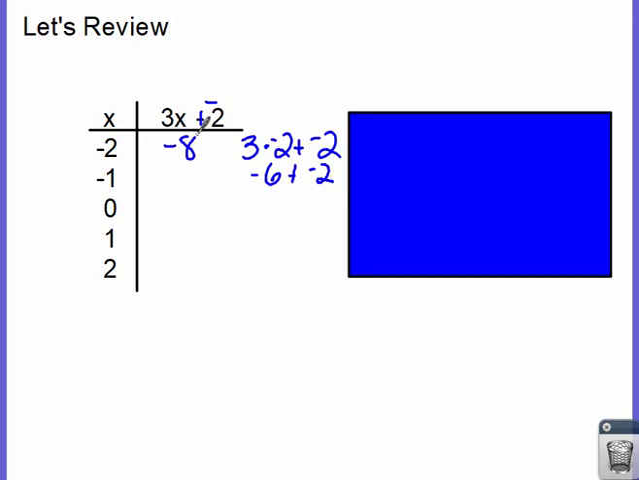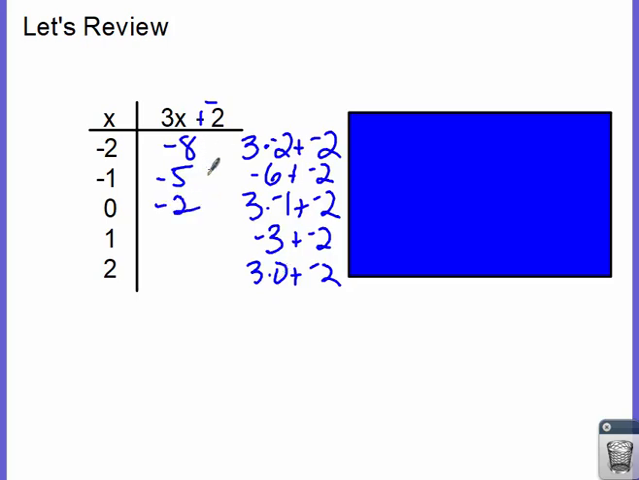Okay, then we would do the next one because our x value now changes. So 3 times negative 1 plus negative 2. Well, 3 times negative 1 gives me negative 3, plus negative 2 gives me negative 5. Let's do one more with the work. 3 times 0 plus negative 2. Well, 3 times 0 is 0, plus negative 2 gives me negative 2. So what are we doing right here? We're increasing by 3. So my next one would be a 1 and my last one would be a 4.